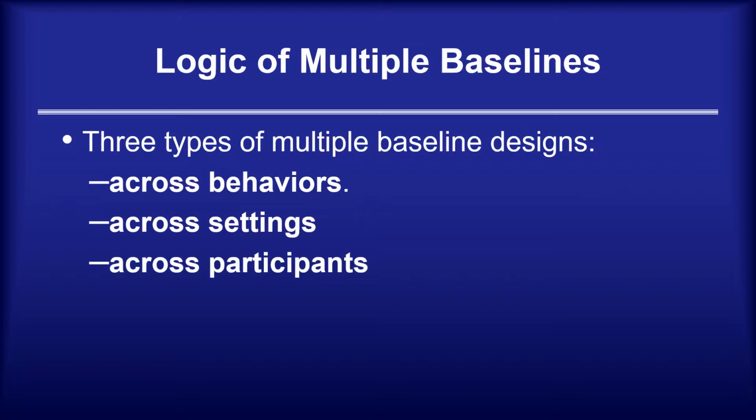Finally, across participants. In this case, you assess the effects of the independent variable on the same behavior of multiple different participants. In each case, there must be a chance of extraneous variables affecting behavior in the same way in all tiers. That is the only way that we can assess the potential influence of those extraneous variables, and thus allow for the opportunity of verification. We'll discuss the importance of this later in the slideshow.